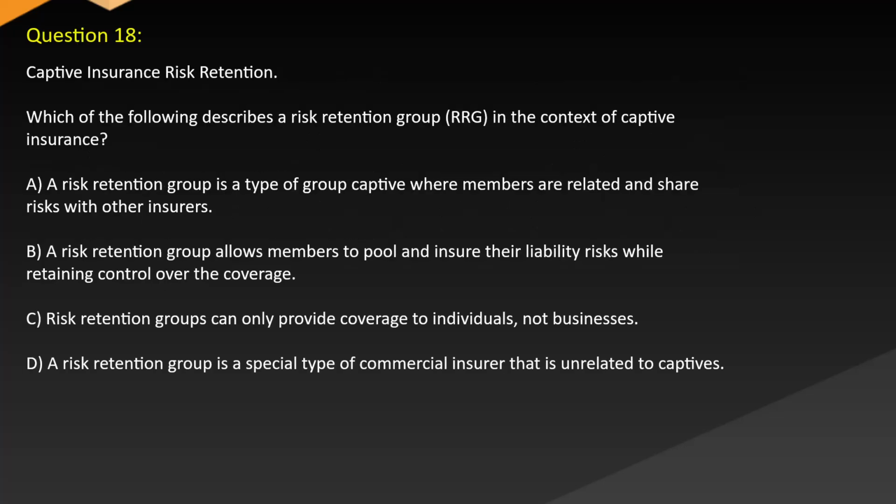Question 18. Captive insurance risk retention. Which of the following describes a risk retention group (RRG) in the context of captive insurance? A. A risk retention group is a type of group captive where members are related and share risks with other insurers. B. A risk retention group allows members to pool and insure their liability risks while retaining control over the coverage. C. Risk retention groups can only provide coverage to individuals, not businesses. D. A risk retention group is a special type of commercial insurer that is unrelated to captives.